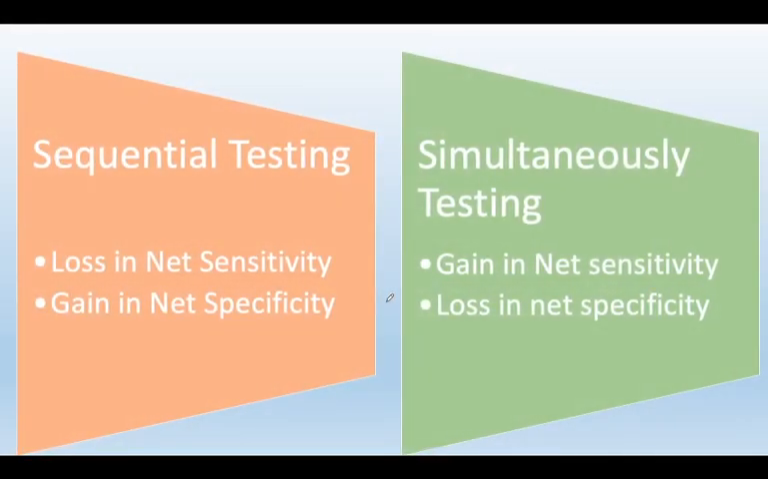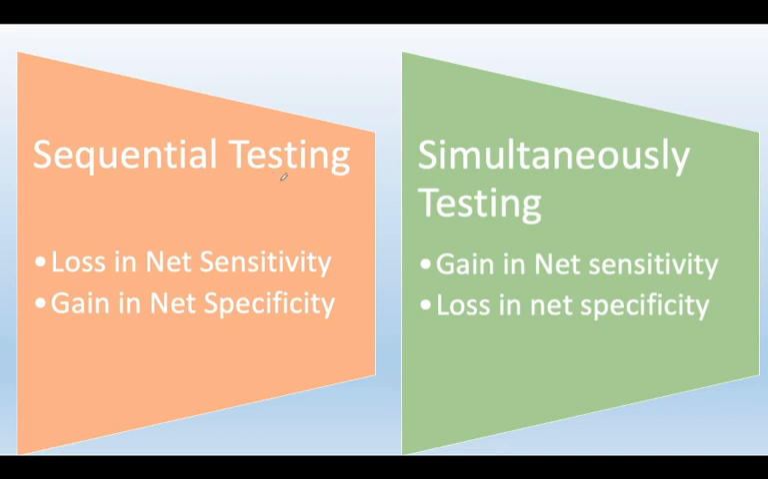Okay. So lastly, sequential testing, as we have learned in Corona, we first performed an antibody assay. We say that there is a loss in net sensitivity value, but there is a gain in net specificity. We will be more sure who are disease-free individuals. But for simultaneous testing, we will increase the net sensitivity. We'll be more sure about the positive number of individuals, but we lost those individuals which are actually disease free. So loss in net specificity is observed.